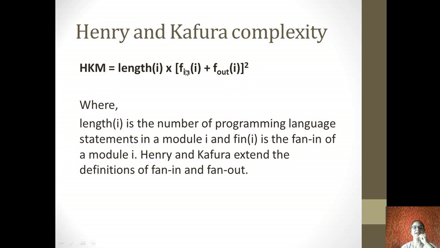The sum of fin plus fout is squared, and that square is multiplied with the length(i). Length(i), again I am repeating, is the number of lines in a program or the code of the module i. So a module i has how many lines, that is length. How many input values the module takes, that is fin. That module is returning values; how many values it is returning, that is fout. So this is the complexity calculation by Henry and Kafura: length(i) times (fin(i) plus fout(i)) squared is the Henry-Kafura complexity.